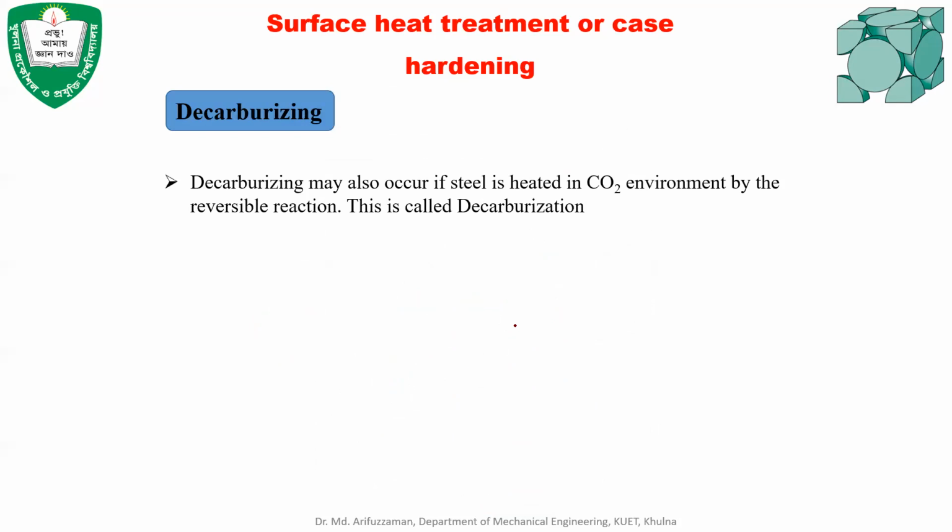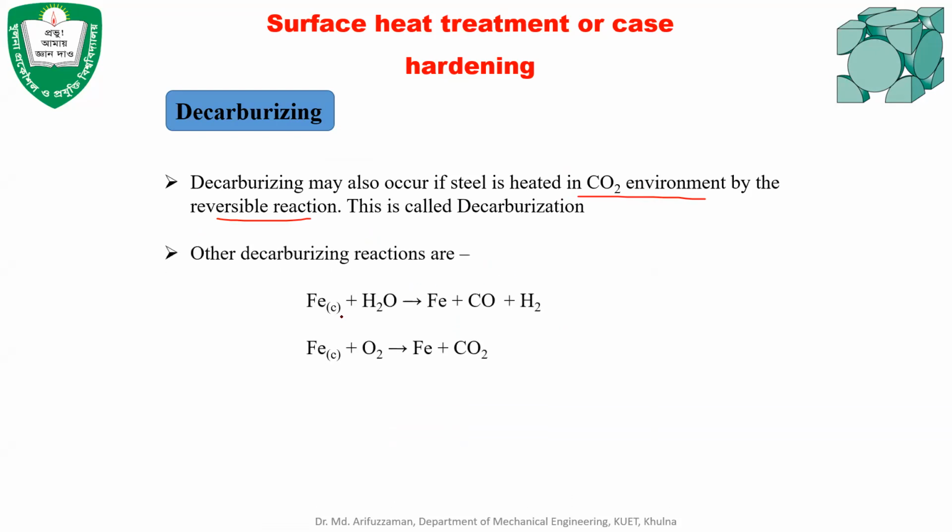So there is a phenomenon called decarburizing. It is also quite common. If the steel is heated in a carbon dioxide environment, a reversible reaction occurs, and that is called decarburizing. That means carbon atoms diffuse out of the steel. In the case of carburizing, carbon atoms diffuse into the steel, and in the case of decarburizing, carbon atoms get out of the steel.